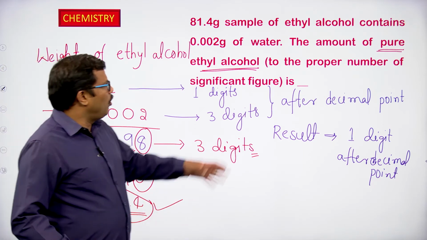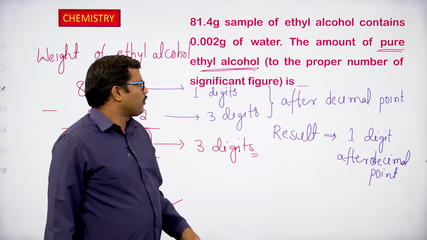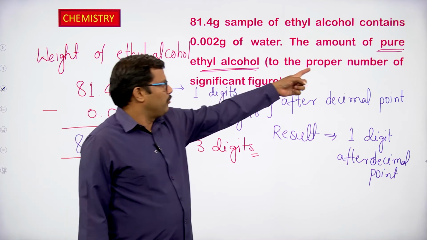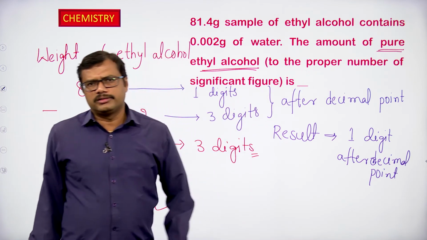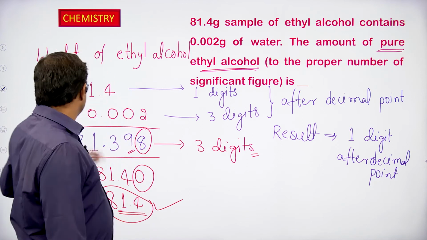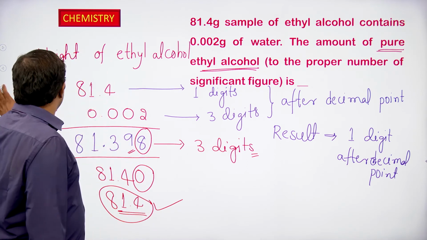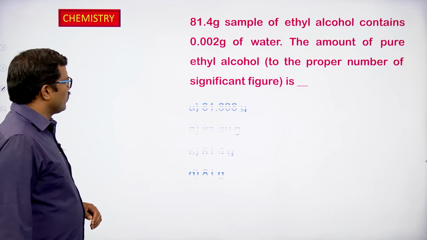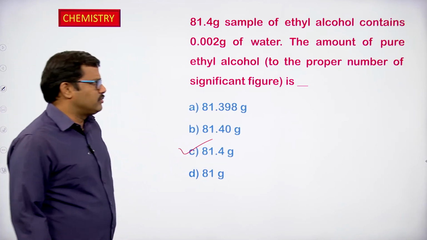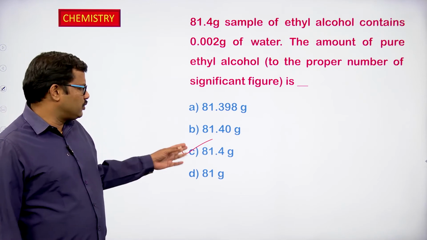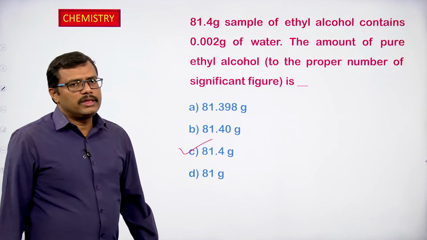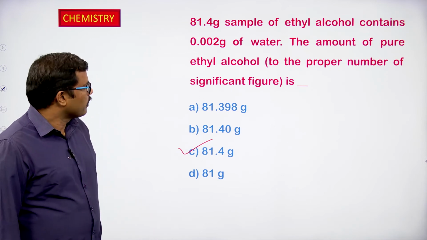So, the amount of pure ethyl alcohol present in the sample is 81.4 after reducing to the proper number of significant figures. I think you got the idea of how we are doing this. So, 81.4 grams should be the correct answer, because we should have only one digit after the decimal point.